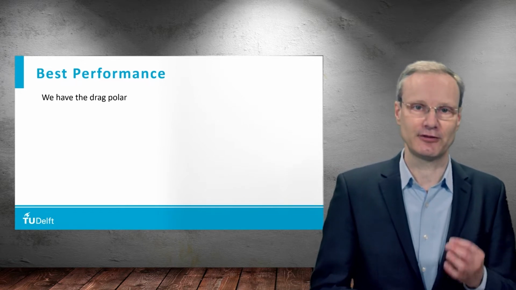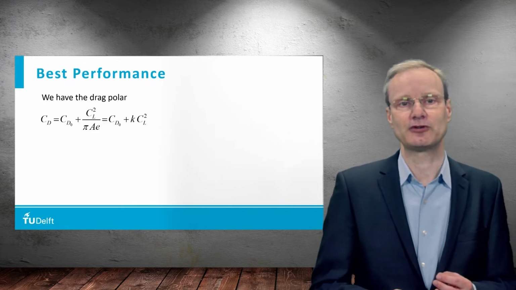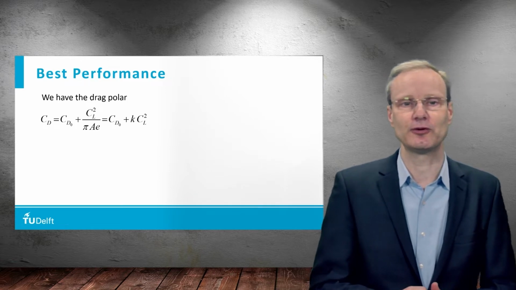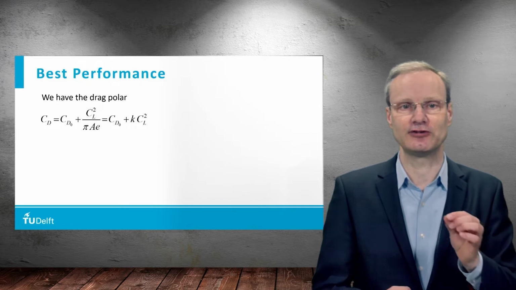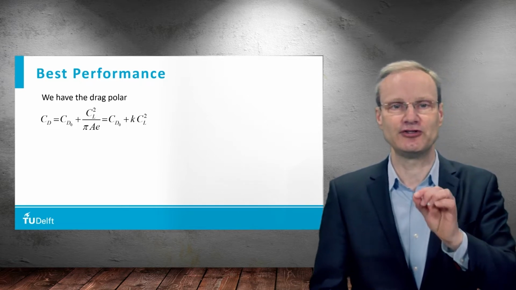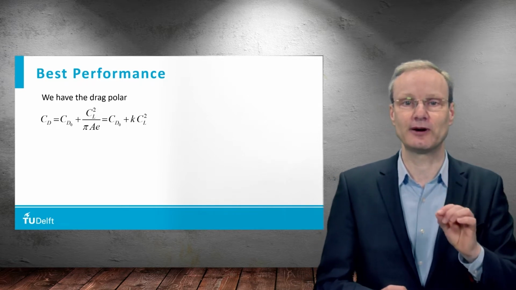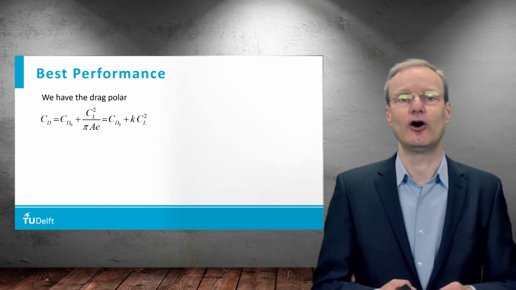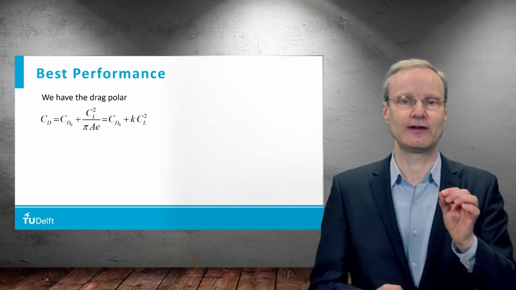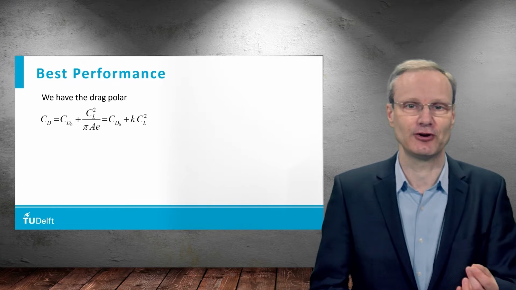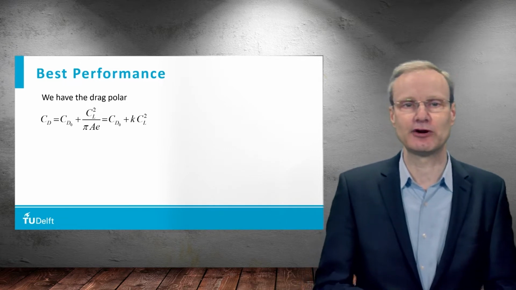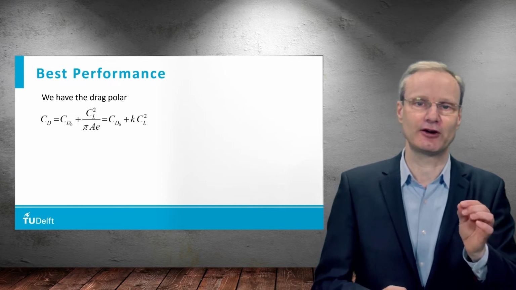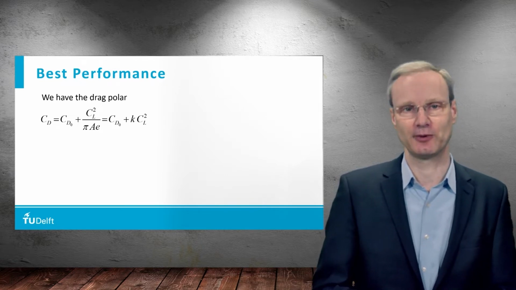Here we need to start with the drag polar. The expression for the drag polar, you've seen this before. You can write that down as CD, the drag coefficient of an aircraft, is the zero lift drag coefficient, CD0, plus CL squared, the lift coefficient squared, over pi A E, in which you recognize that the A is the aspect ratio of the wings of the aircraft. Mathematically equivalent, you can also write it as CD0 plus a constant K times CL squared.